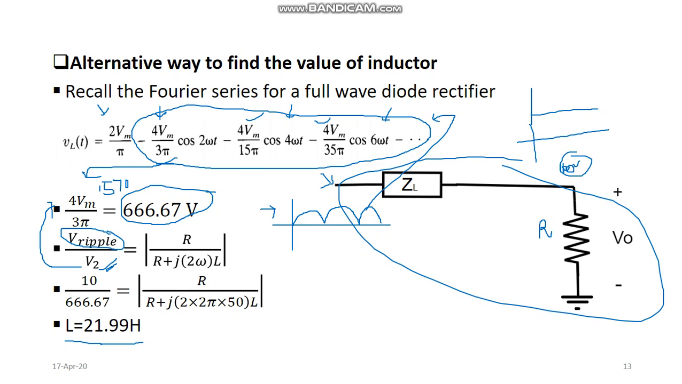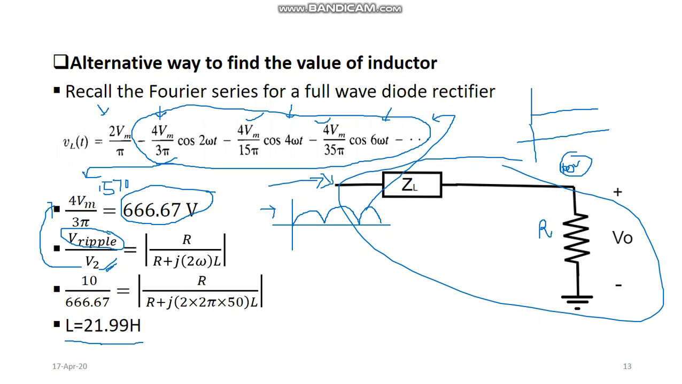Its transfer function is V ripple, which is basically the voltage obtained at the output after passing through this inductor. The DC value, which is also a part of this Fourier series, will be obtained at the output without any resistance.